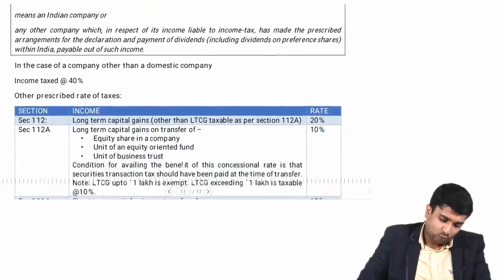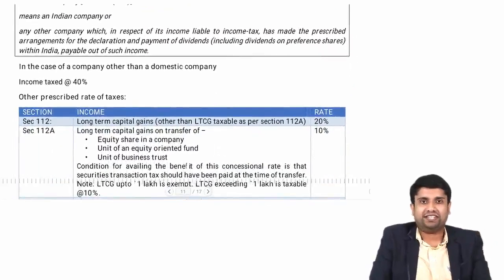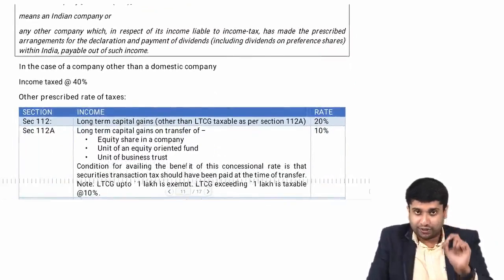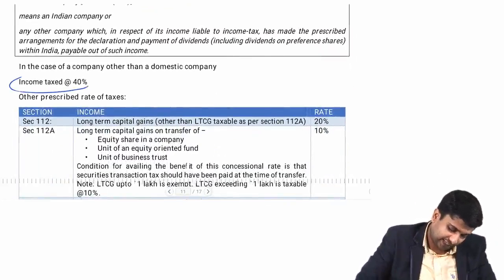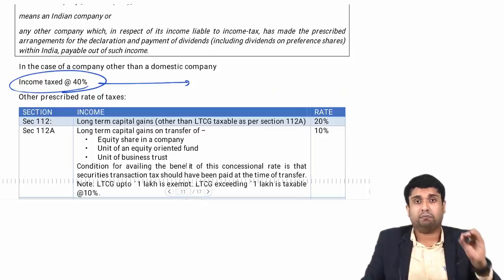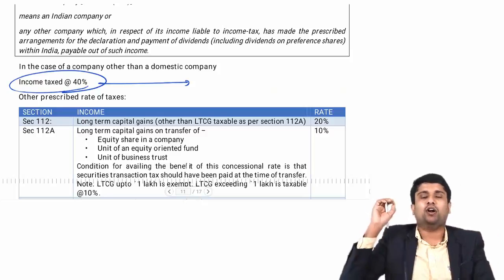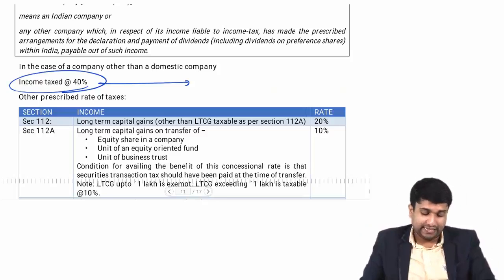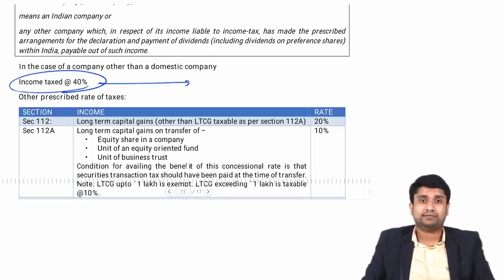And what if you are a foreign company? If you are a foreign company, then the rate of tax will be 40%. That simply means if you are a company other than a domestic company, then always the rate of tax will be 40%. So that's all for now.